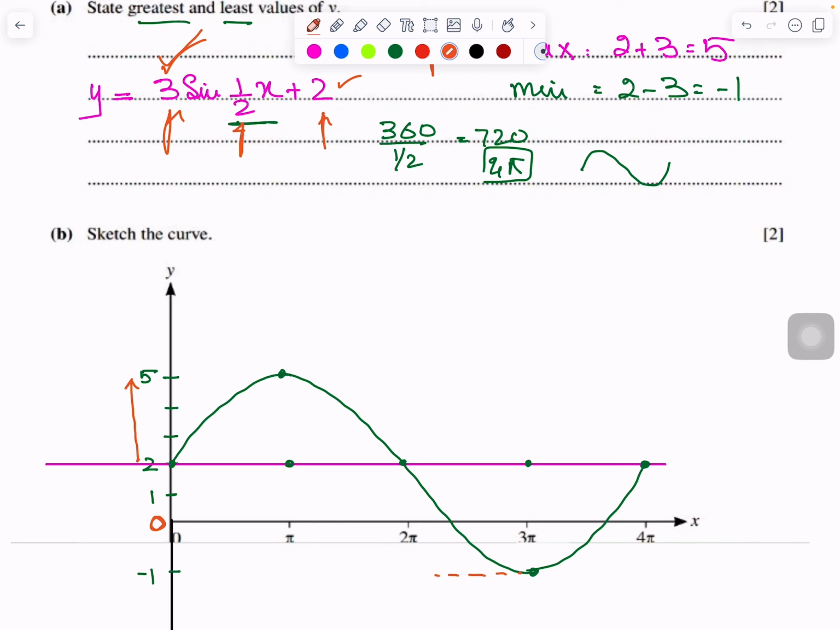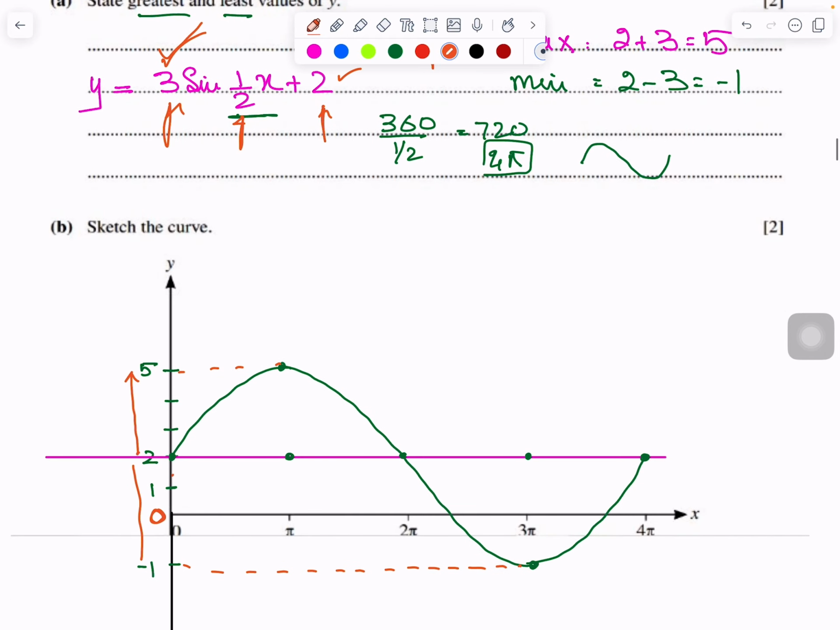which is coming here, if you see here, this is also 3 units. 1, 2, 3, right? So the distance of the maximum point above the axis of the curve and the minimum point below the axis of the curve is the same, which is 3 units up and down. So this is how you will sketch it.